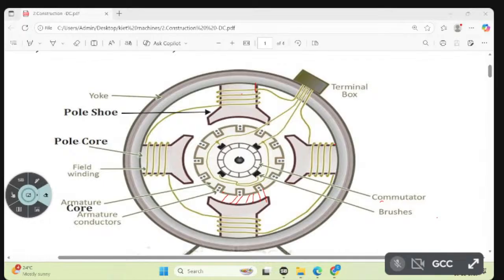What is the usage of this? You have to write down. These are the parts. After writing the part names, what are their uses? Why do we require the pole? The pole will generate the flux, and will deliver the flux or absorb the flux.